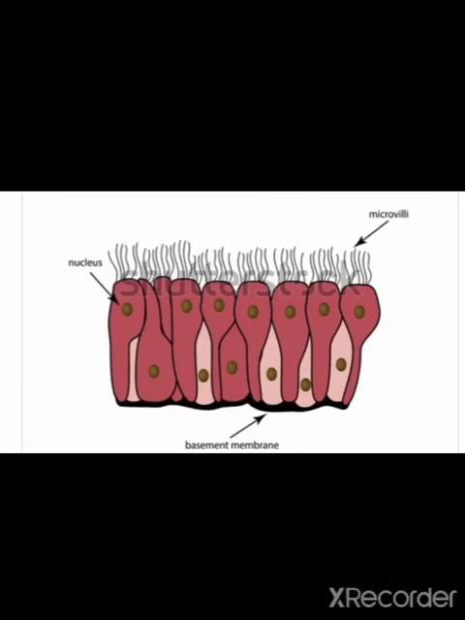Then there are ciliated epithelial cells. You can see the tiny hairs here. They are the cilia that make sweeping movements. They also contain a nucleus and cell membrane.